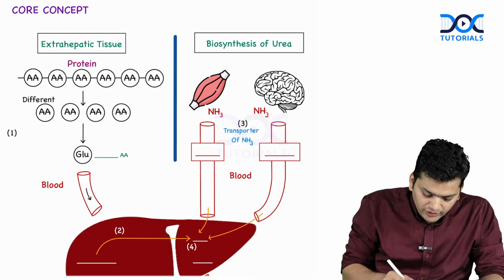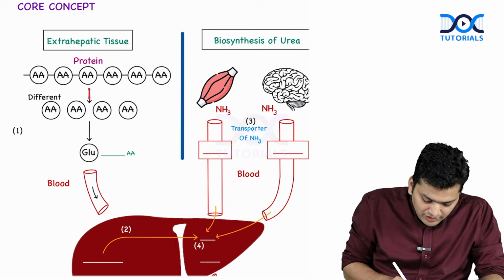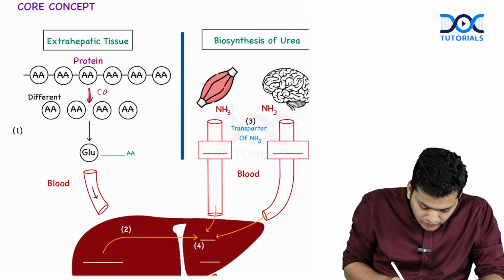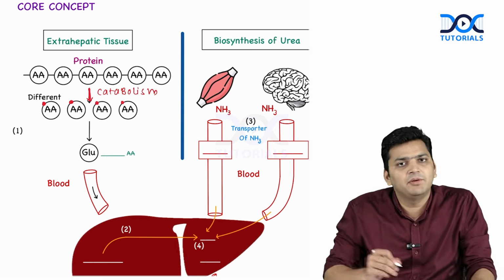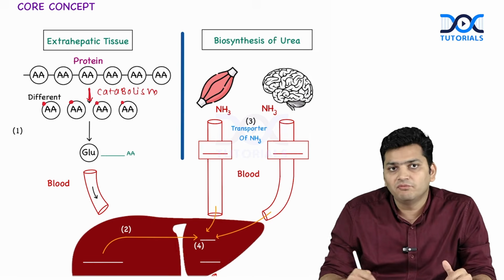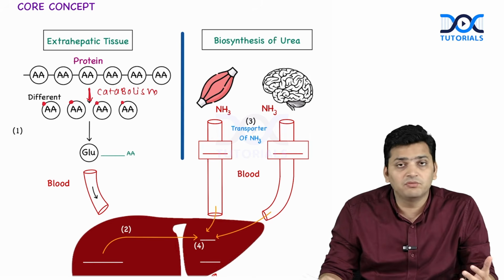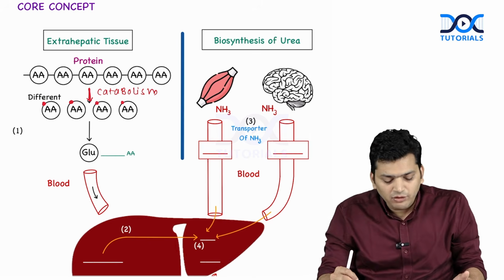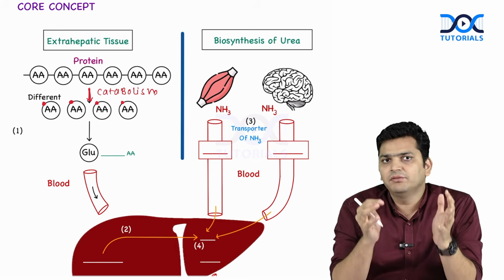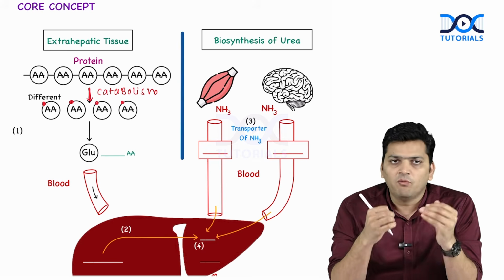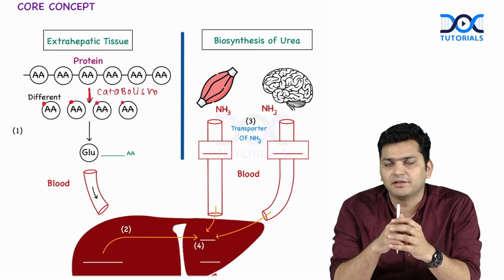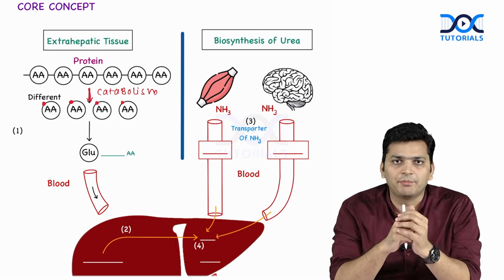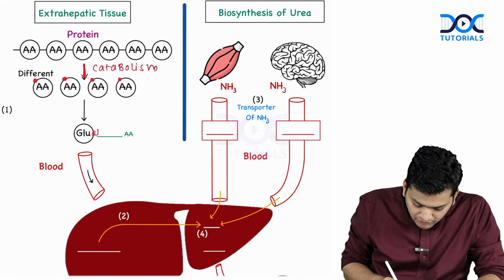A protein is made up of a chain of amino acids. When we do the catabolism of the protein, we get different amino acids such as methionine, glycine, valine. Then we want to further metabolize them, and one of the products that we generate is ammonia. But in the extrahepatic tissue, whenever we want to metabolize the amino acid further, we convert all the different amino acids into a common type of amino acid, and that common amino acid is glutamate.